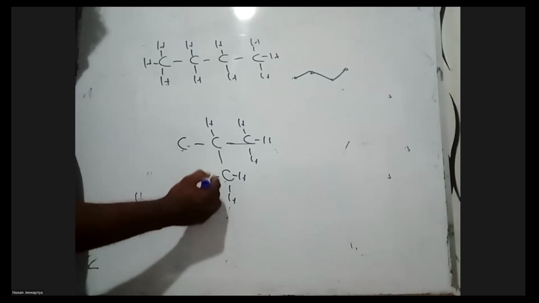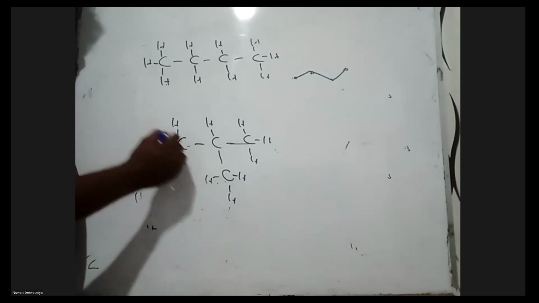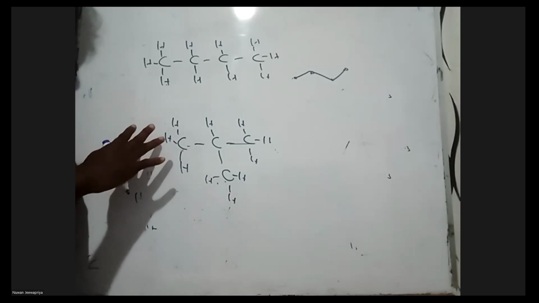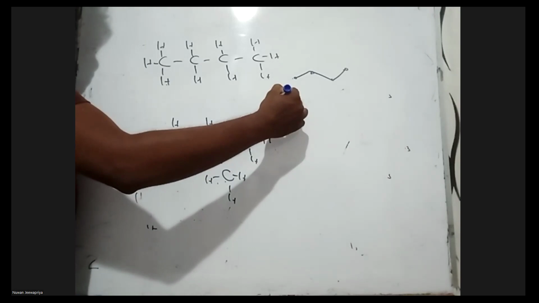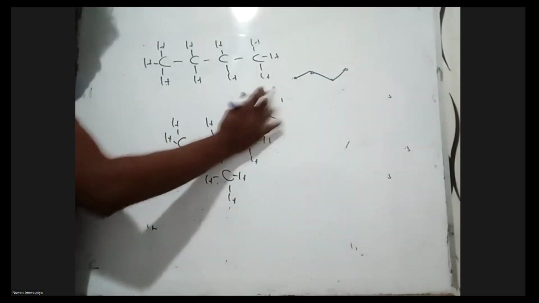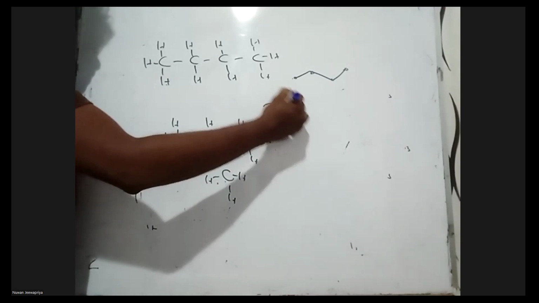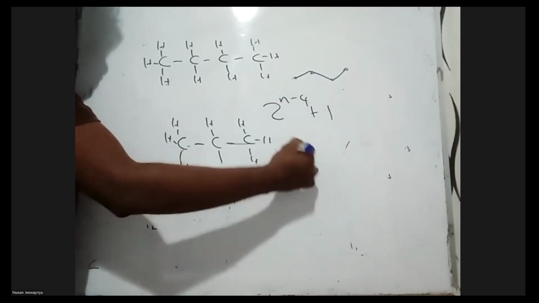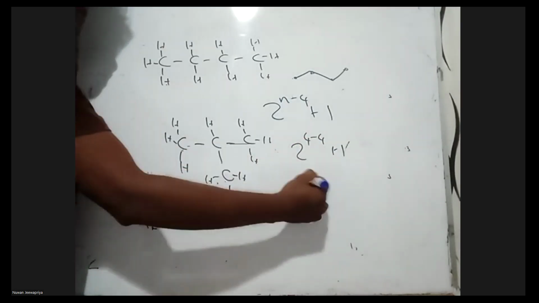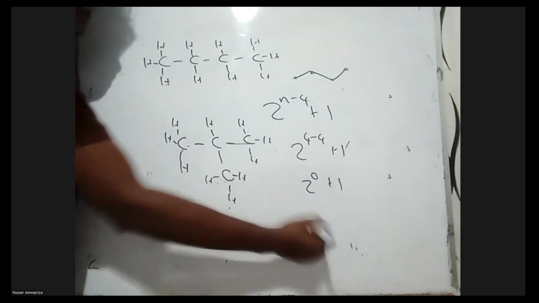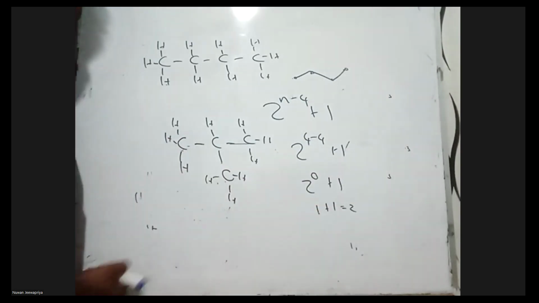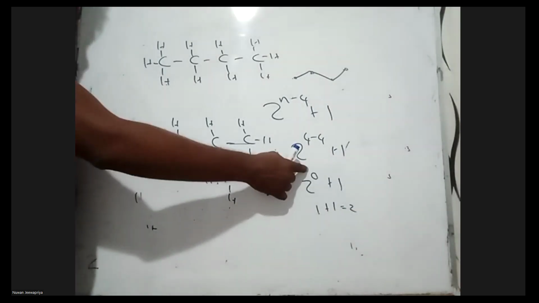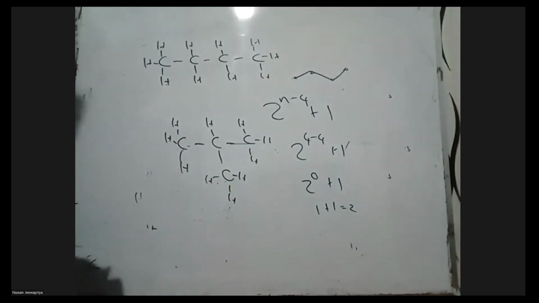So as I said, when the number of carbon atoms is 4, there are 2 isomers. How come? 2 to the power n minus 4 plus 1. 2 to the power 4, where 4 is the carbon number, minus 4 plus 1. 2 to the power 0 plus 1. Here the value of 2 to the power 0 equals 1. 1 plus 1 is equal to 2, right? Any number to the power 0 is equal to 1. Right. Then I go to this one.